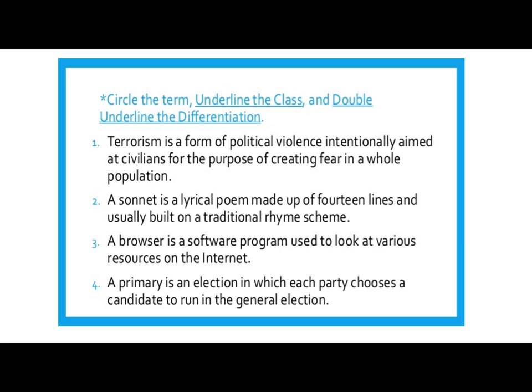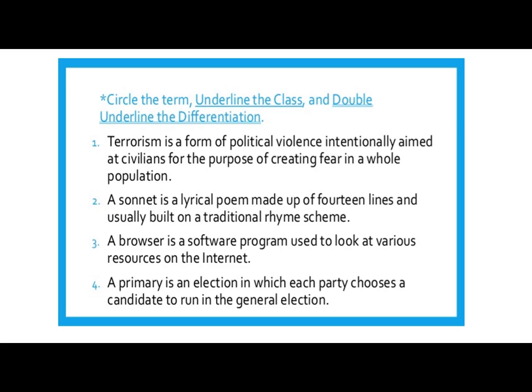Then we have to underline the class. It is about what? Political violence. And then we have to double underline the differentiation. You just see here, purpose of creating fear in a whole population.